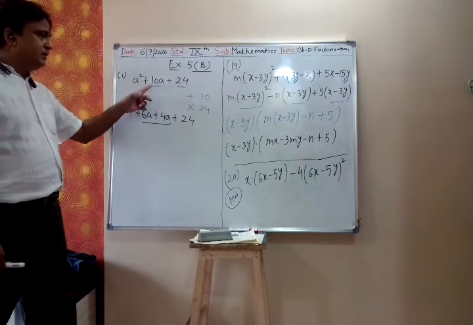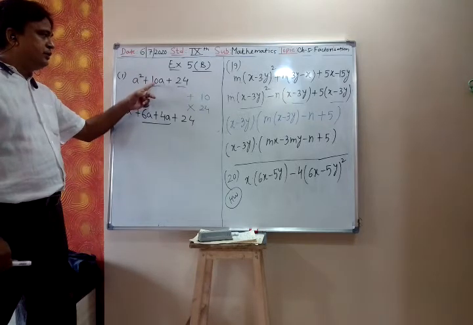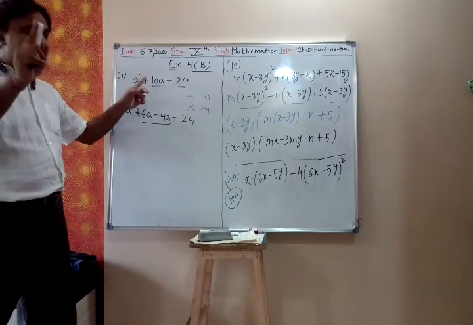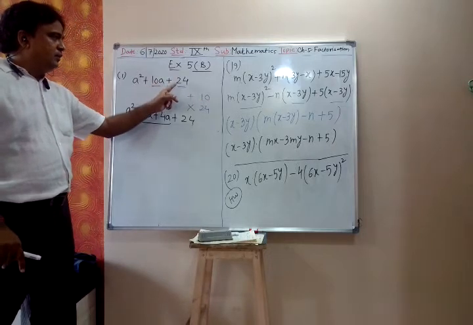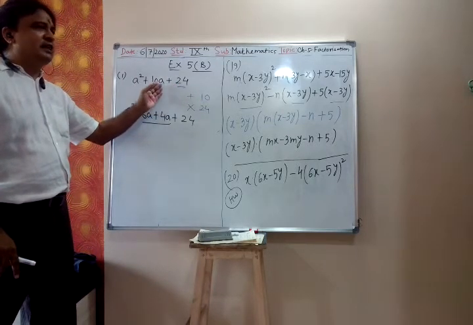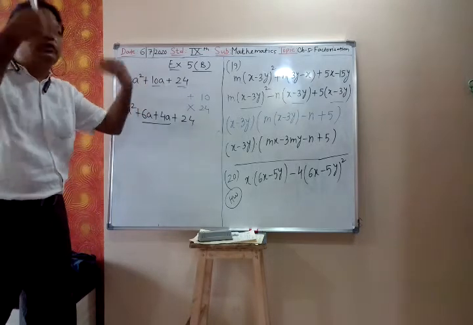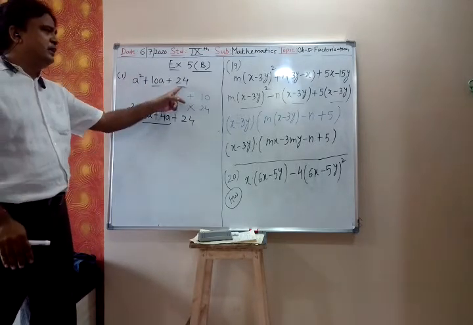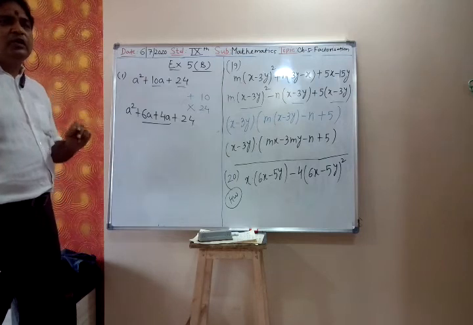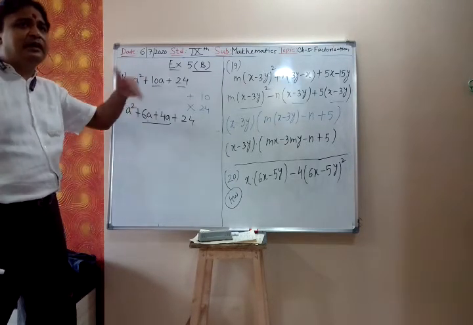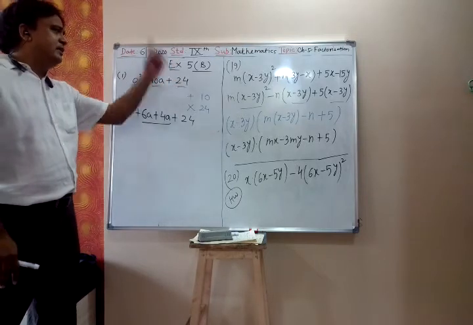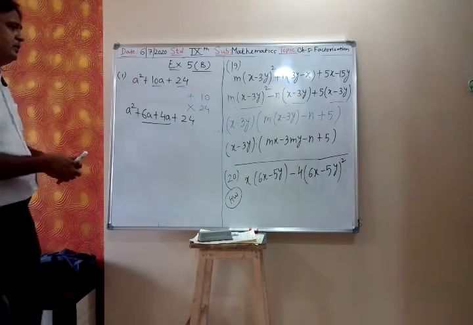Now how do we split? This middle term coefficient is 10. Find two numbers whose sum is plus 10. How about 5 plus 5? 5 plus 5 will be 10. But 5 into 5 will be 25. We want 24. Okay, 5 plus 5 is 10, the middle term is 10, but 5 into 5 will be 25. I want 24.